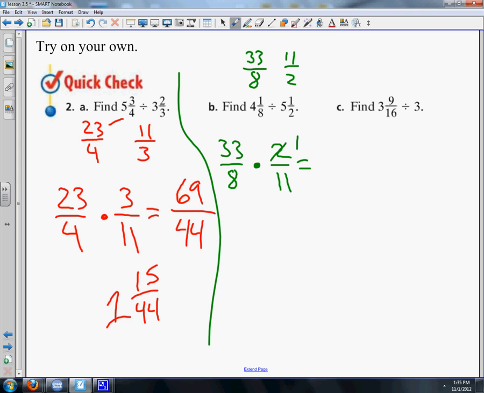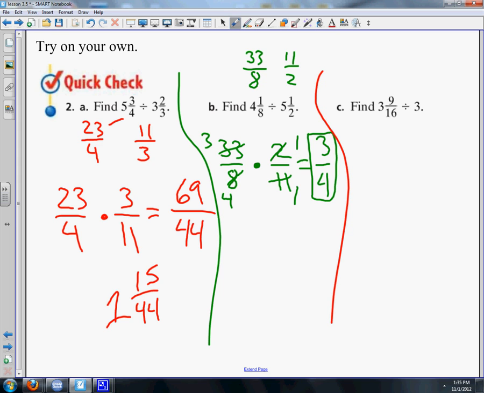Let's see, 2 goes into 2 once, 2 goes into 8 4 times. 11 goes into 11 once, and 11 goes into 33 3 times. 3 times 1 is 3. 4 times 1 is 4, and we get our answer. Beautiful.